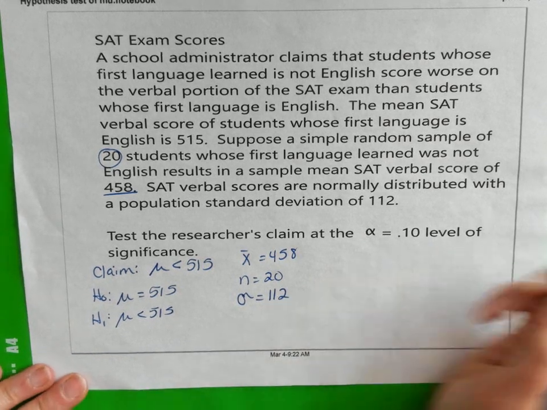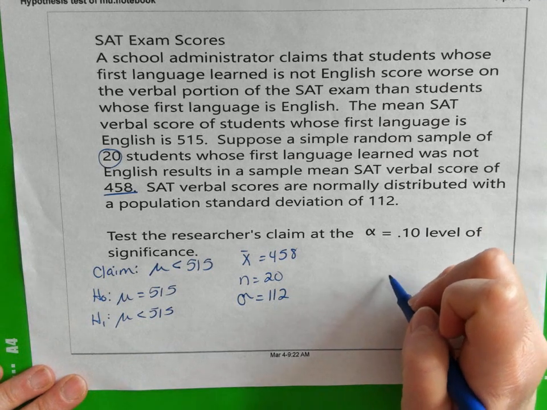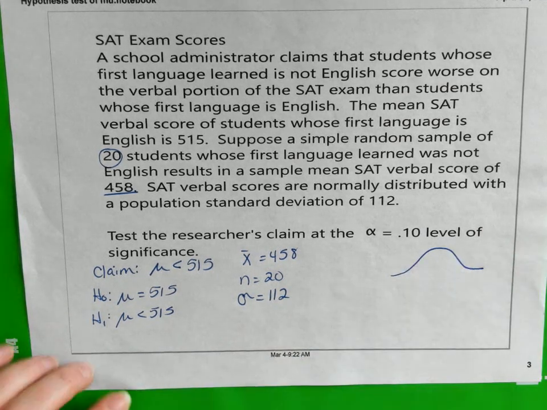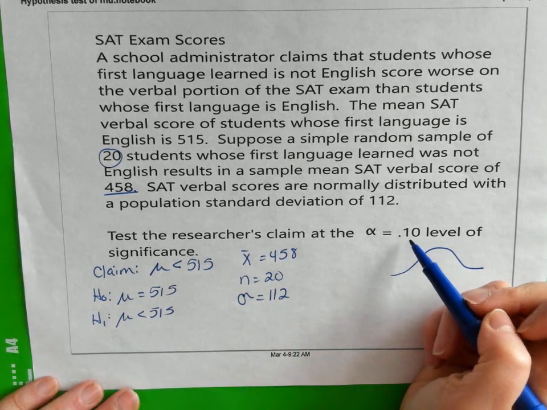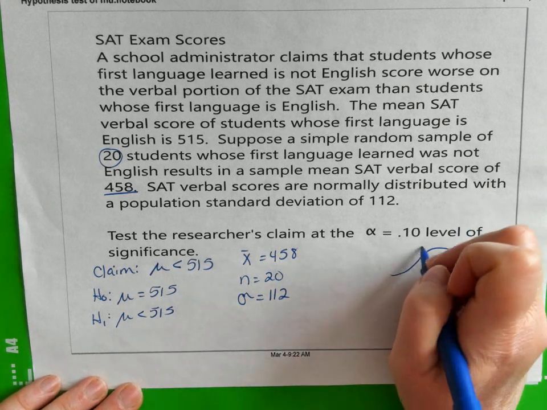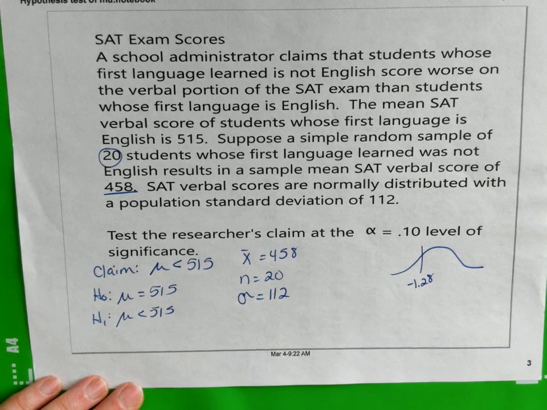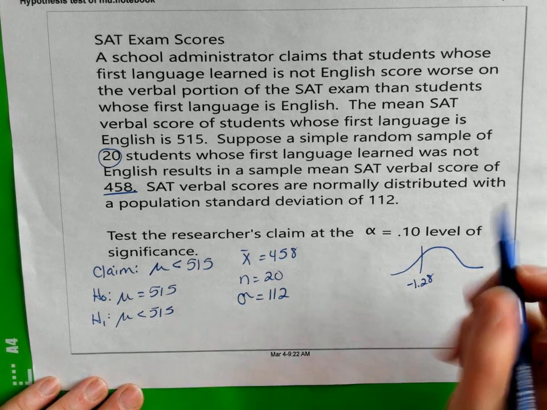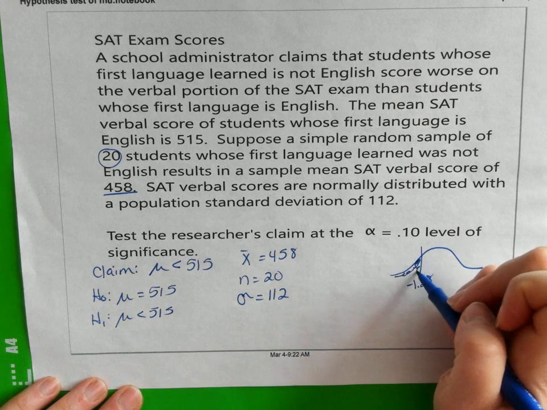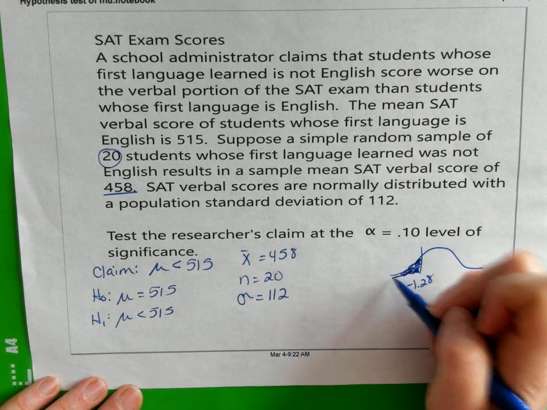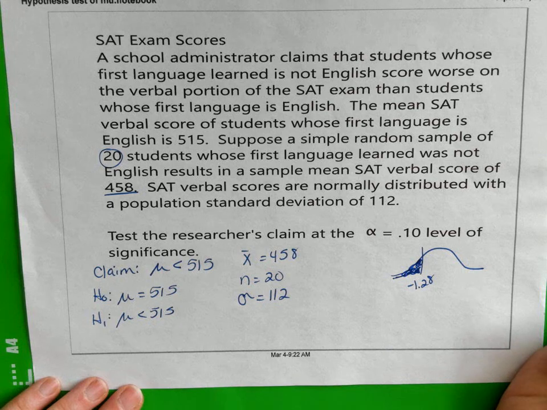So let's take a look. Here's my curve. So I go back to my little cheat sheet. If alpha is 0.10, then my number is negative 1.28. Again, I pulled that off of my little cheat sheet. So here's my rejection area. This is my non-rejection area.